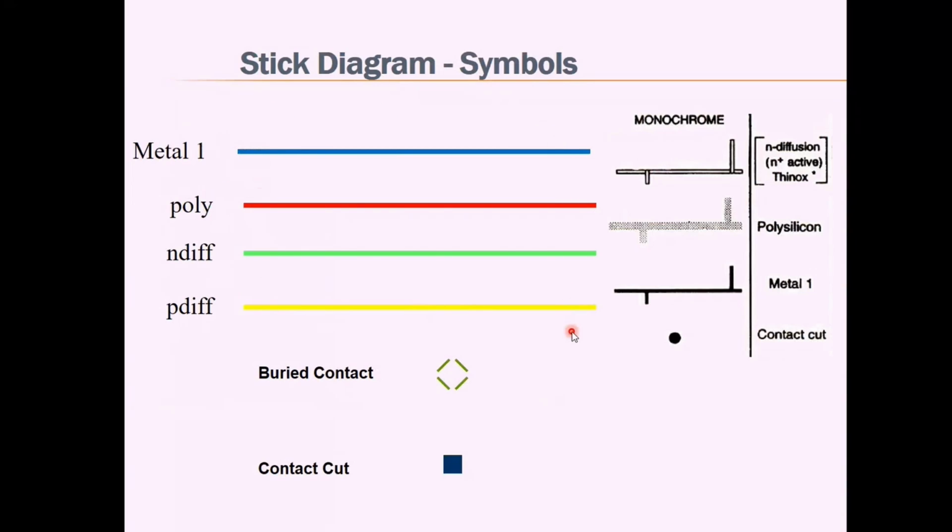Metal we will be having more layers. If we have more layers, each layer of metal is used with different colors. But for simple circuits, these four layers are enough. If we want to draw the stick diagram in black and white, we can use these symbols. N diffusion is of this type, polysilicon is this type, metal is of this type, and for contact we can use either filled circles or filled rectangles. And buried contact is using this symbol.